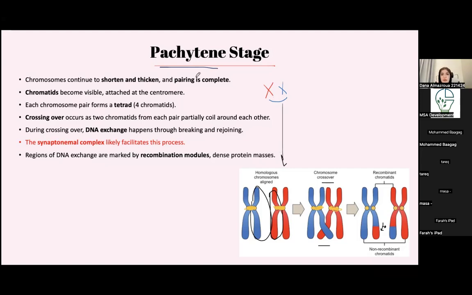Anyway, so yeah, crossing over happens and there's exchange of genetic material from each chromatid.